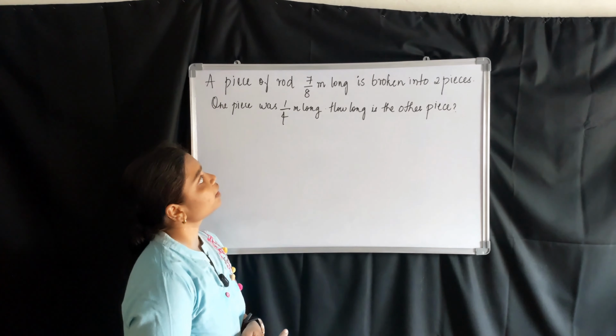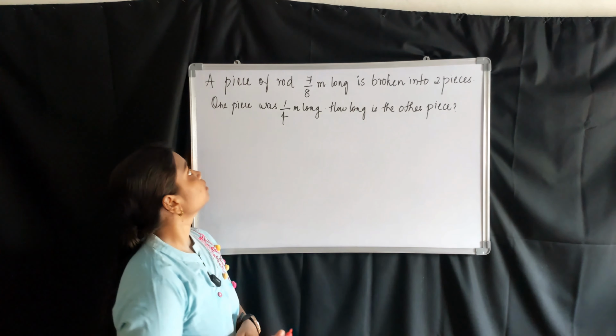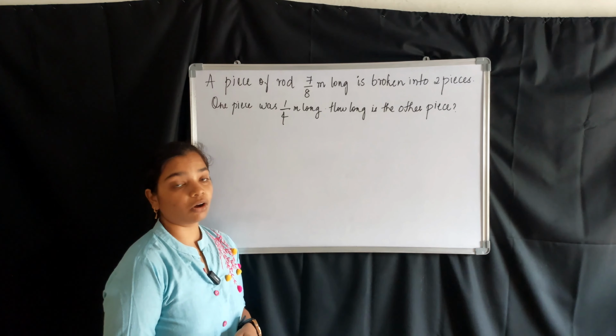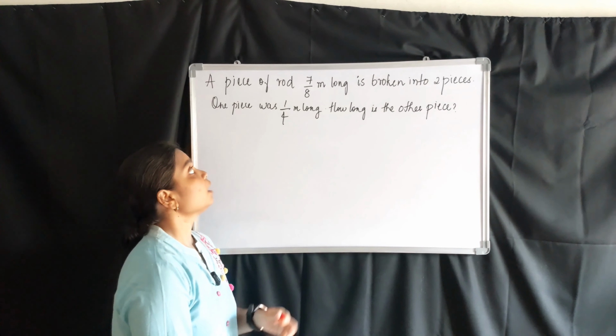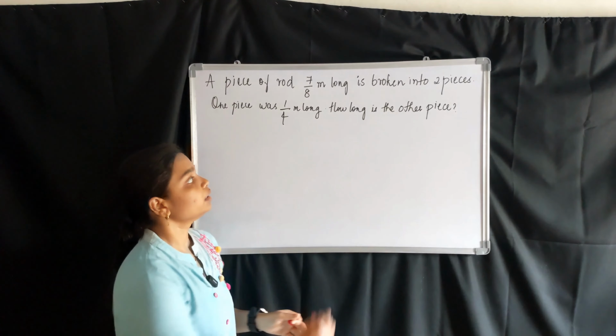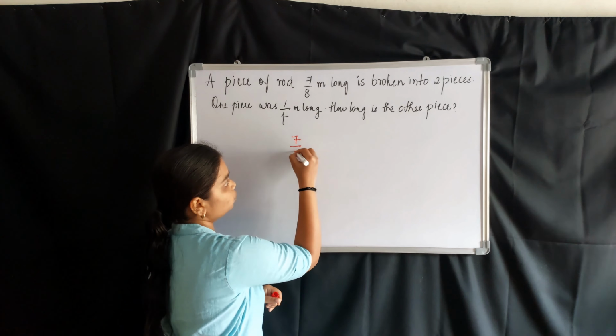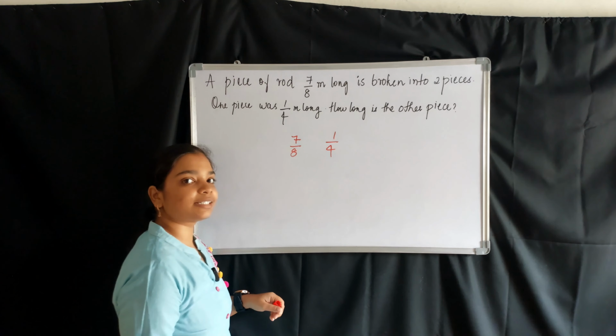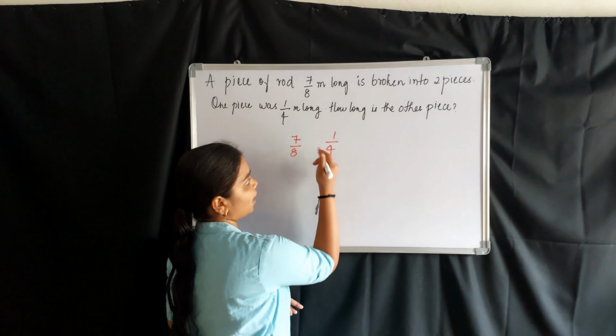In the next problem, the scenario is a piece of rod 7 by 8 meters long is divided into two pieces. And one piece was 1 by 4. What is the rest? That means the total value is 7 by 8. One piece is 1 by 4. What is the remaining? We just have to subtract these two terms.